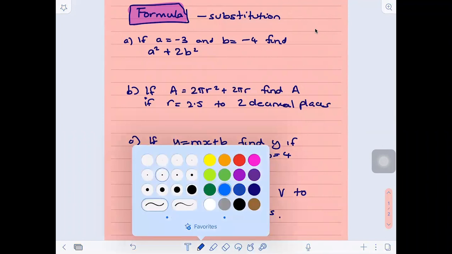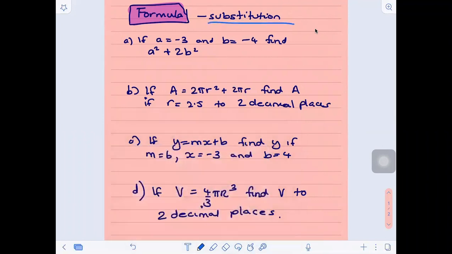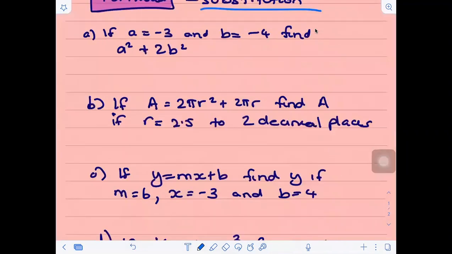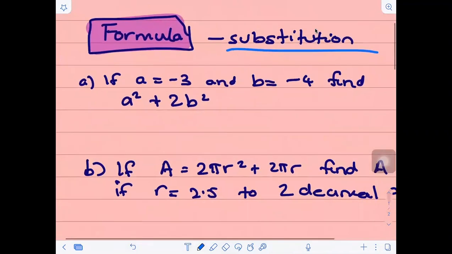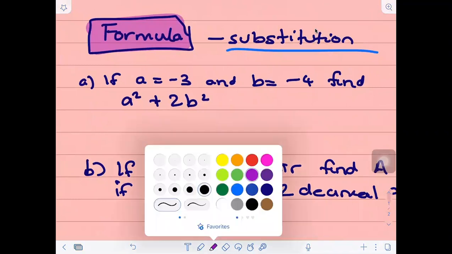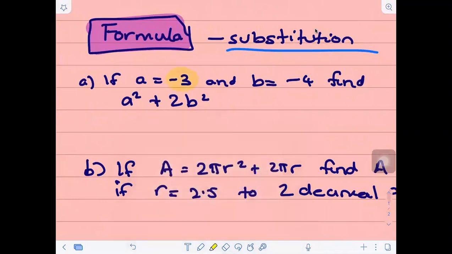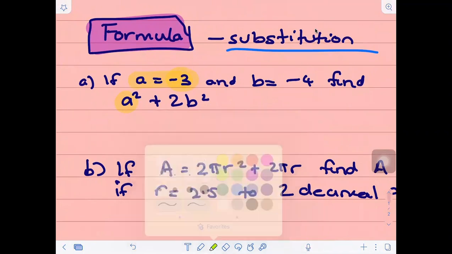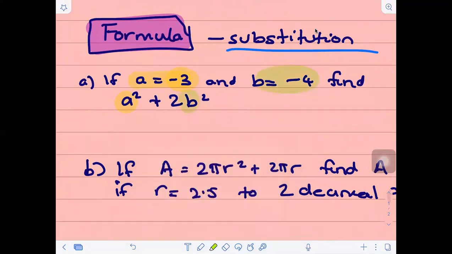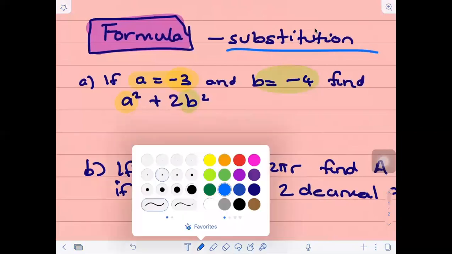Okay, so first up, what we're going to do now is just look at substitution. With substitution, if we look at this first one here, it just means replacing the letters with what they equal. So if you look in this rule here, we've got A is equal to -3, so replace the A with the -3. And B is -4, so we've got to replace the B with the -4.